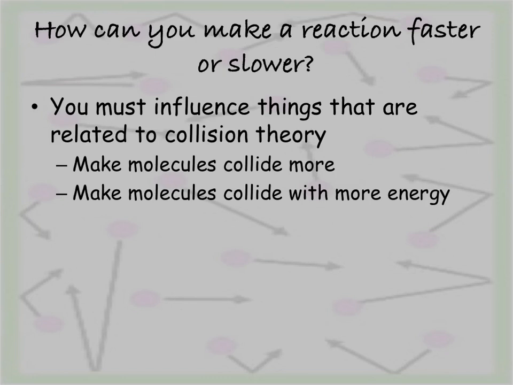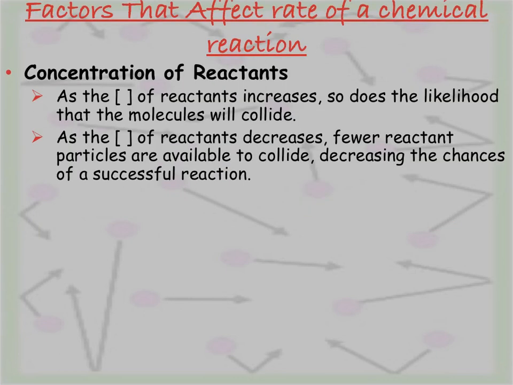Okay, so back to collision theory. How can we make a reaction faster or slower? So in order to do this, you've got to influence the things that are related to collision theory. So basically we're talking about the collisions of molecules and the energy with which they collide. So if we want to make a reaction faster, we need to make the molecules collide more, and we need to make them collide with more energy. Okay, so here are some ways that we can do that.